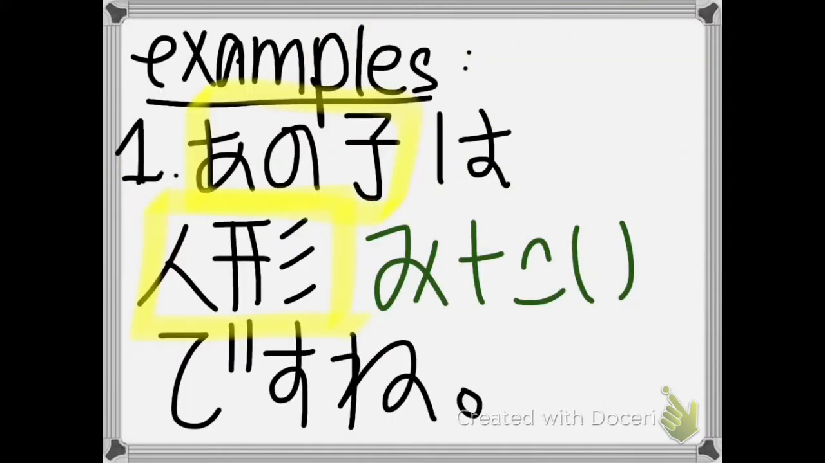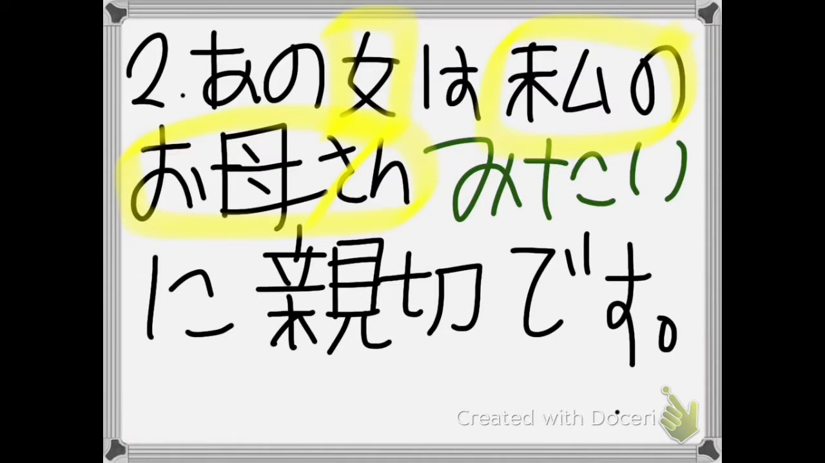In the previous sentence there was no quality. We just said that child is like a doll, but we didn't say how the child is like a doll. We didn't say that child is as beautiful as the doll, or as good looking or as happy as a doll. In this sentence, however, a quality, that is shinsetsu, kind, is added. And because mitai is used exactly like a na group adjective, we have to use ni before shinsetsu. So ano onna wa watashi no okasan mitai ni shinsetsu desu.